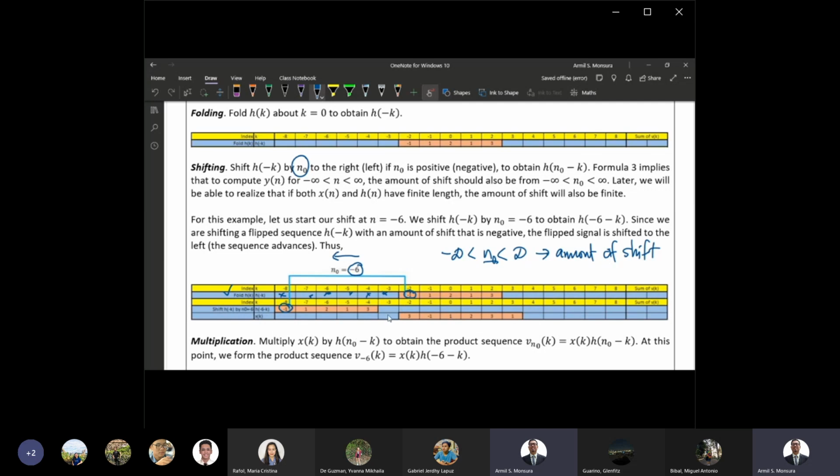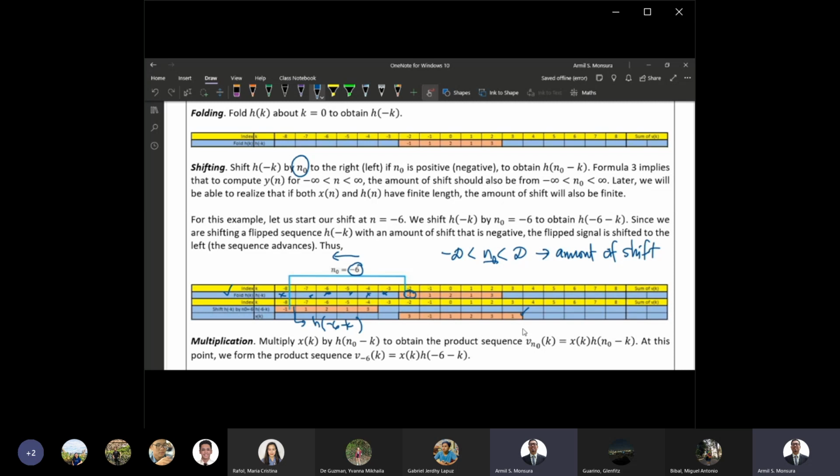So this signal now is referred to as h of -6 minus k. We will refer to the shifted signal as h of -6 minus k. And you can still see your x of k here, the original x of k. So that's the second part of your algorithm.